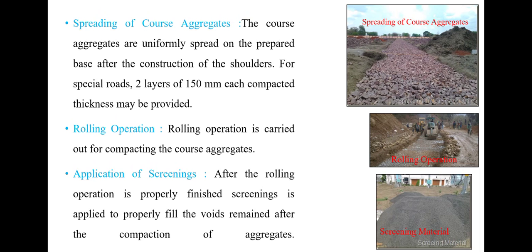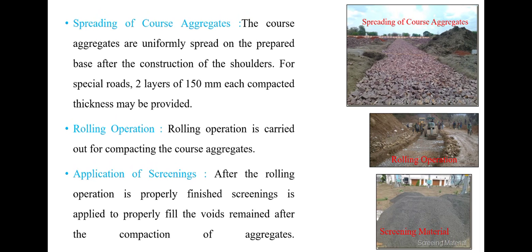Then the next step is rolling operation. After spreading the aggregate, the rolling is carried out for compaction purpose. It may be done with the help of a three-wheeled power roller of 6 to 10 tons capacity. Here you can see how the rolling is done. In the previous figure you can see how the coarse aggregates are spread. Usually along the roadside we generally see these types of constructions going on, right? Then this material is compacted by the three-wheeled roller. Its weight may be 6 to 10 tons.